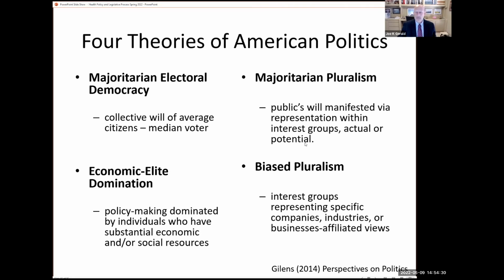the middle. Conversely, there's biased pluralism, which is analogous to economic elite domination, which basically says, no, not all interest groups are equal. Those interest groups that are formed by business interests, by industry, are much more influential than interest groups that are arising generically from average citizens, like our National Rifle Association, for example.